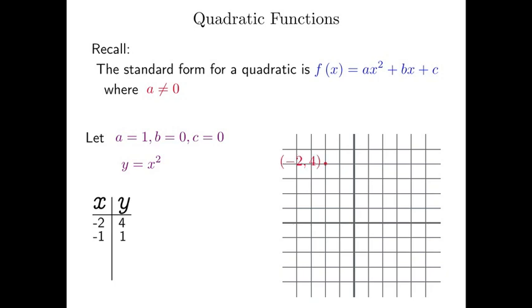-1 becomes 1. 0 squared is 0. 1 squared is 1. And 2 squared becomes 4. Plotting these points, we can see that our curve is going to look like this. So that is your basic quadratic, also called a parabola.